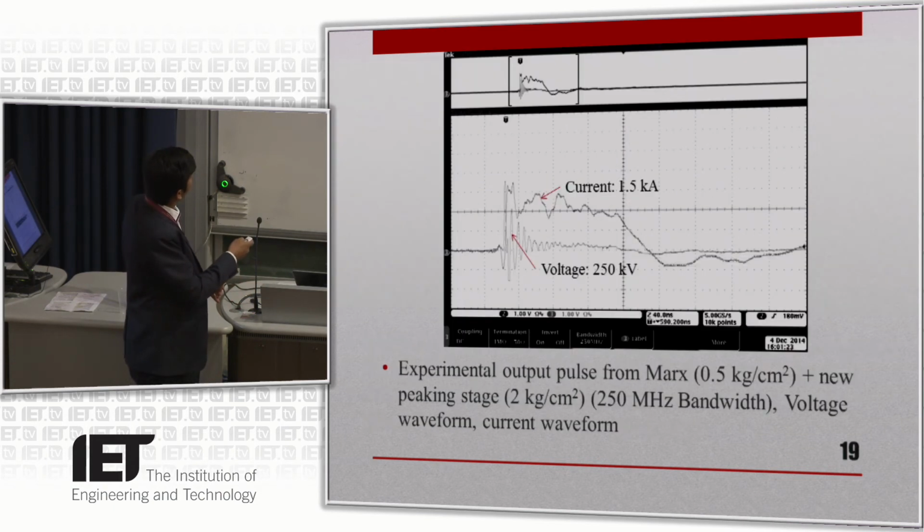So this is the developed experimental arrangement, and we conclude here that the experimental output pulse is obtained with the Marx at 0.5 kg and the peaking stage at 2 kg pressure.